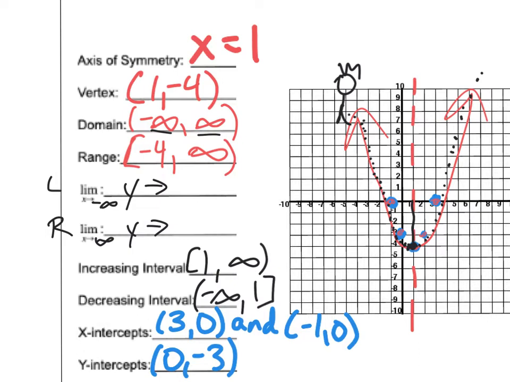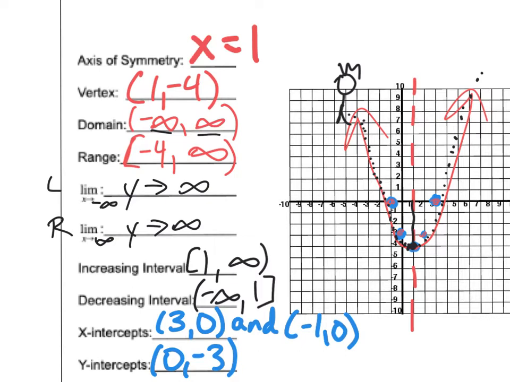Just going up, right? Forever. To what? Infinity. Okay? Now my bird's going to fly into the right. As x is approaching infinity, what's y doing? Also going to infinity. Okay?